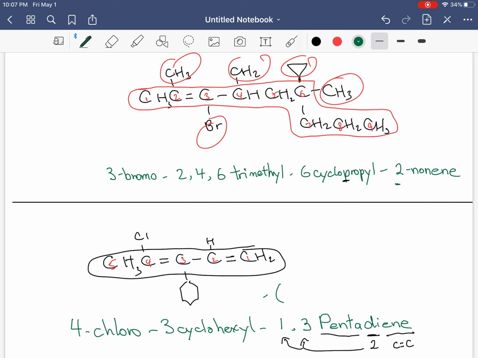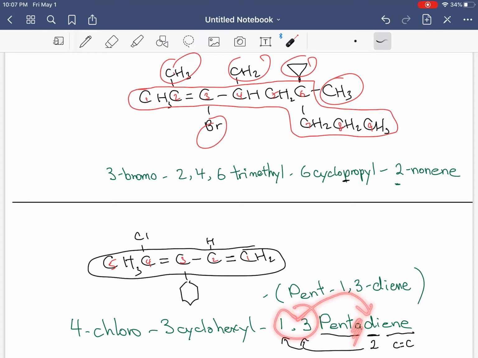And next week, we will have to do this. They said pent 1,3-diene. Some textbooks do that. Okay. For me, I don't really care which way you do. All I want is that I want to see 1,3. I want to see pent. I want to see di. I want to see e. You can put the 1,3 in here and take away this A.